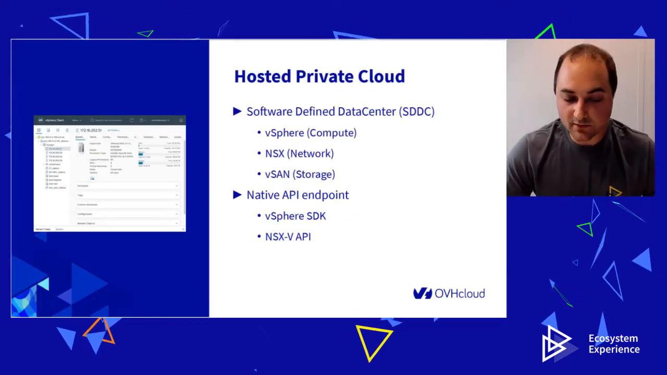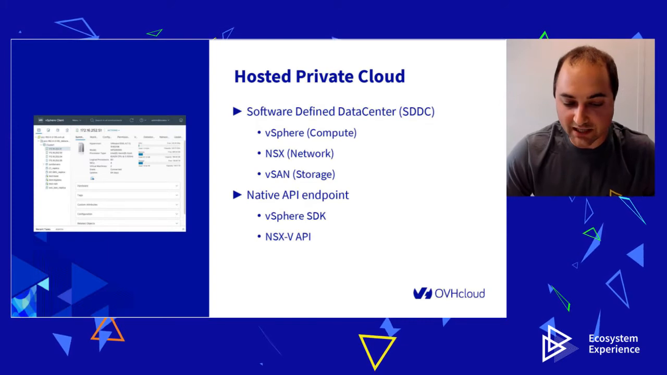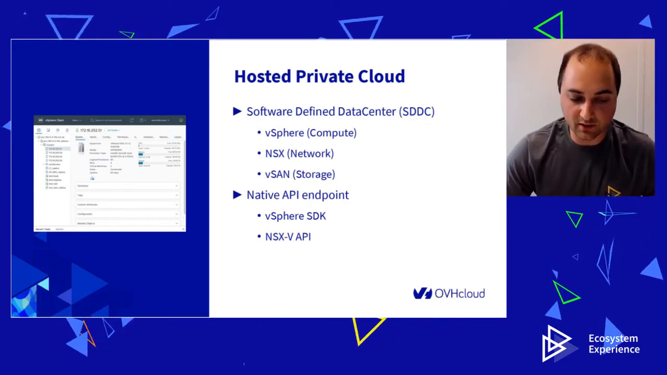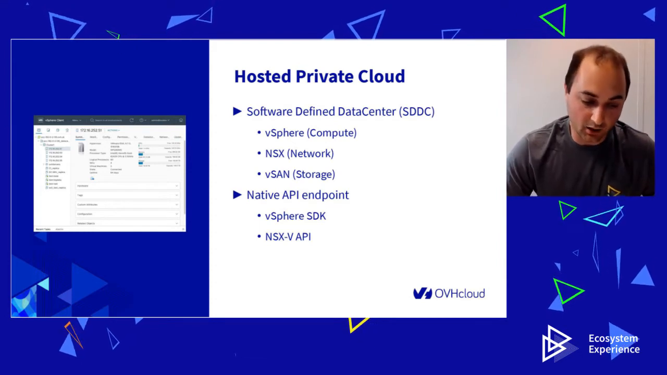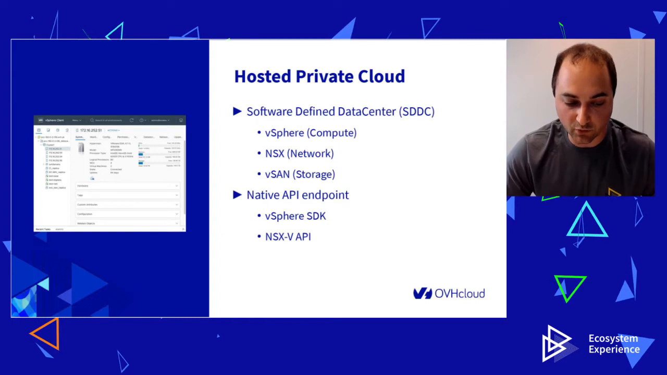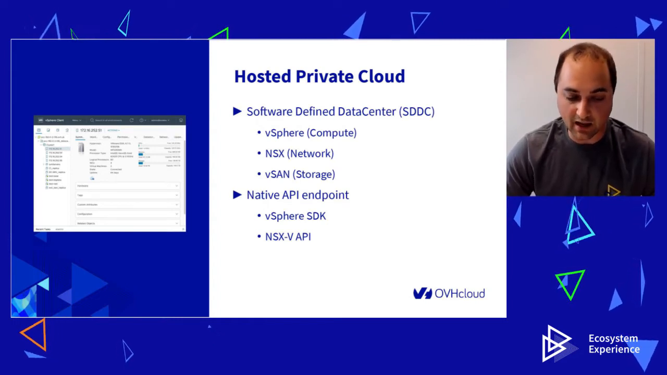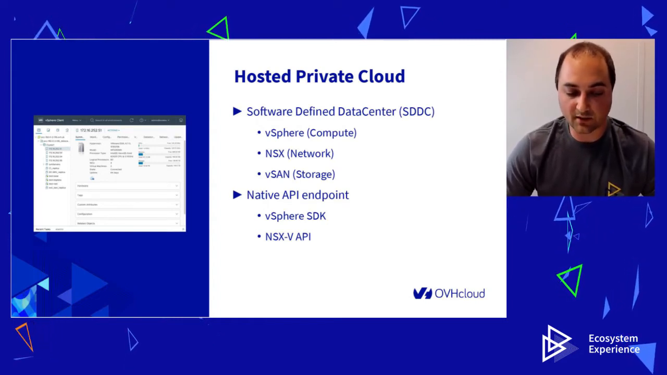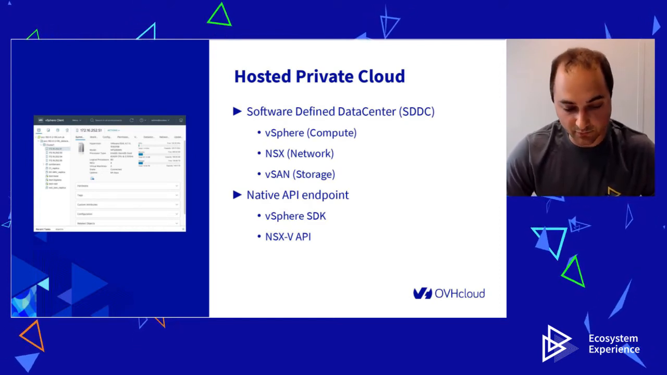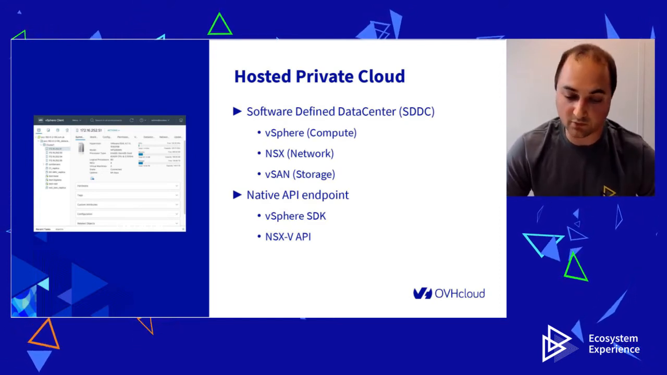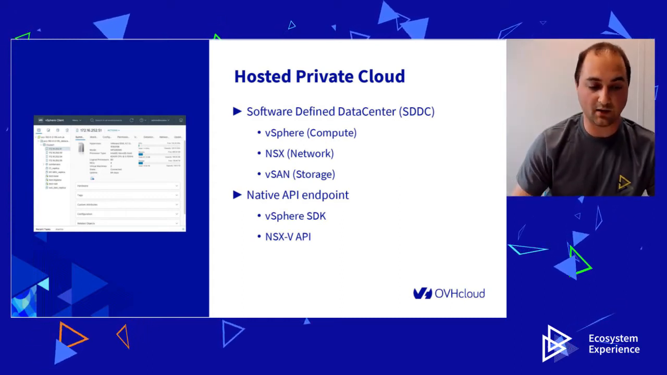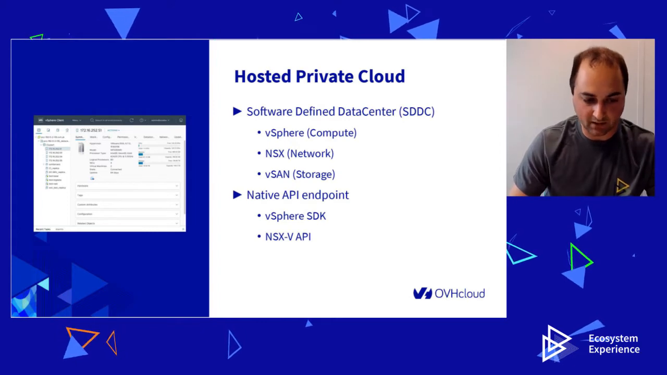Now let's consider a hosted private cloud platform on which we would like to deploy our awesome new applications. A hosted private cloud is a VMware SDDC stack, with vSphere for the compute, NSX for the network, and vSAN for the storage. At OVH Cloud, we provide standard APIs, we give you direct access to the native APIs of the product. So the vSphere SDK, not well named, but it's the API endpoint for all the resources, and NSX APIs.